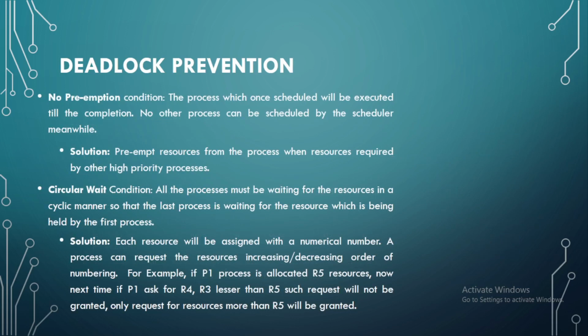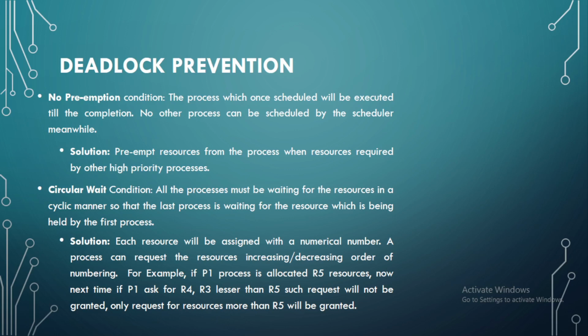Third condition, no preemption condition. A process which is once scheduled will be executed till completion. No other process can be scheduled by the scheduler meanwhile. The solution to this condition is to preempt resources from the process when the resources are required by other higher priority processes.